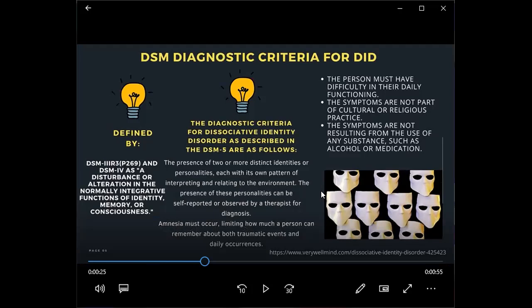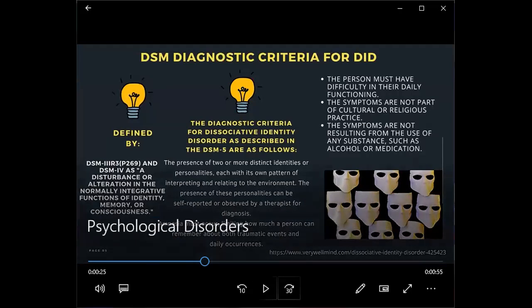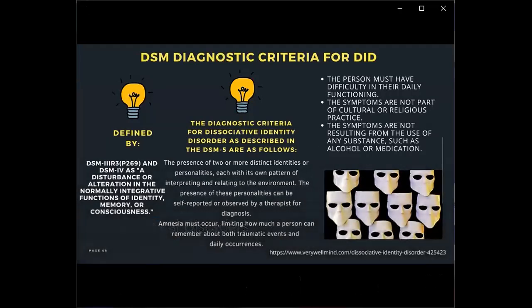To have this diagnosis, they must experience amnesia, which limits how much a person can remember about traumatic events and daily occurrences. So each identity can come through. They have to have difficulty in their daily function. The symptoms aren't part of regular religious practice, and they can't result from alcohol or medication. It has to be how they are sober and how they are on a daily basis.